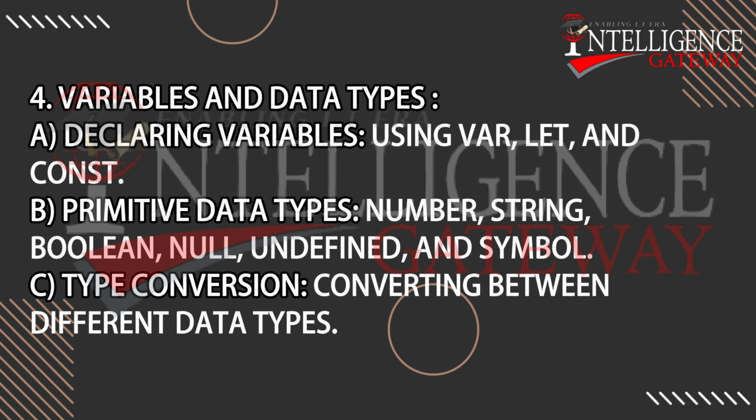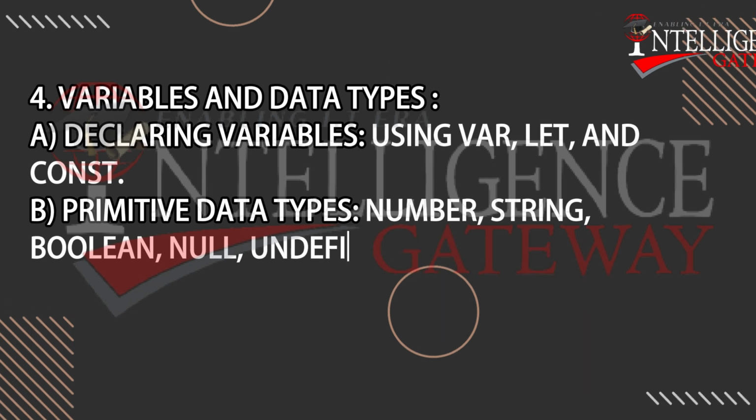4. Variables and data types. A. Declaring variables, using var, let, and const. B. Primitive data types, number, string, boolean, null, undefined, and symbol. C. Type conversion, converting between different data types.